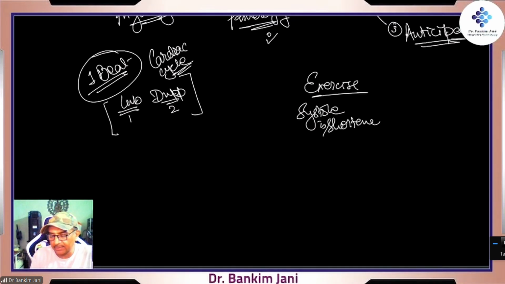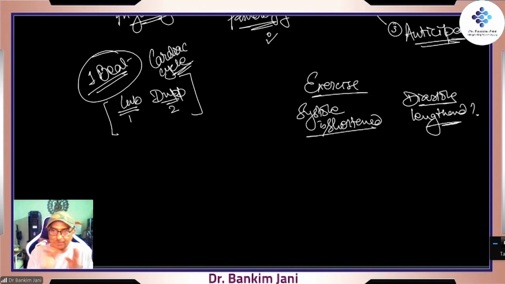We said systole is shortened. So won't the diastole be lengthened, right? Because if systole is short, then more time is available for the diastole. So the point is, no, it will also be shortened because the entire cardiac cycle has become smaller, correct?